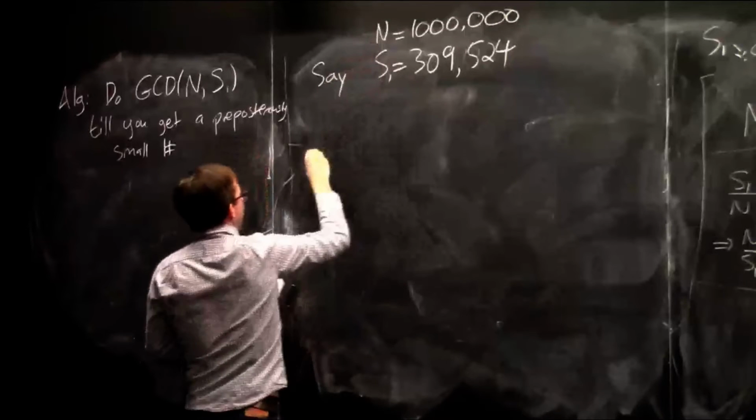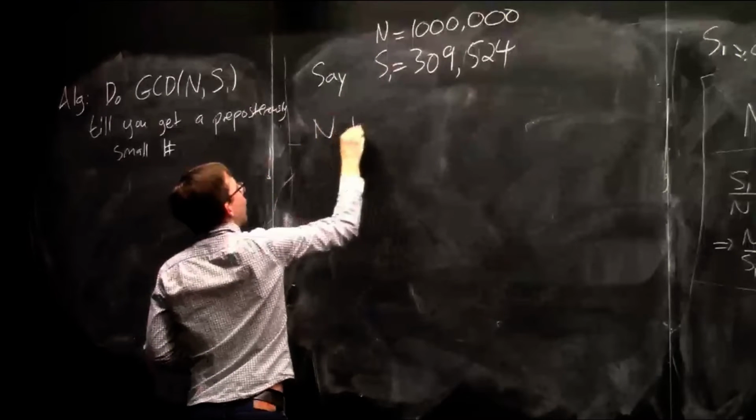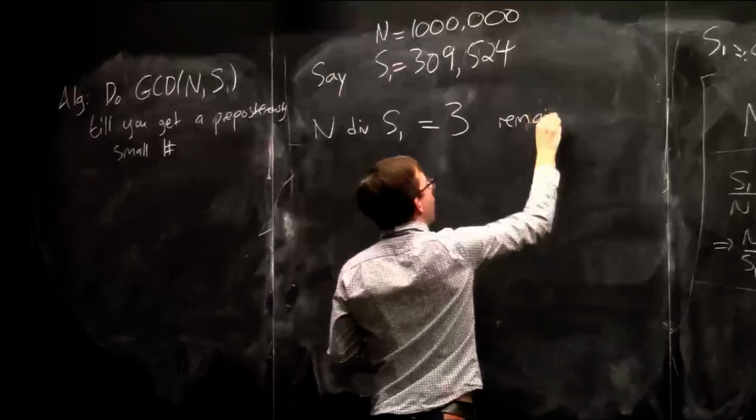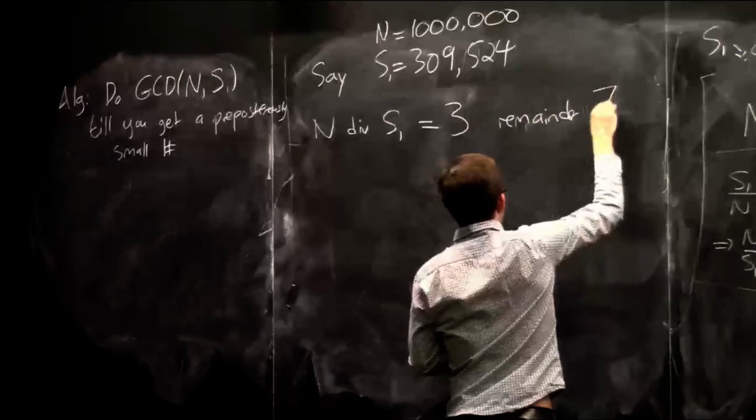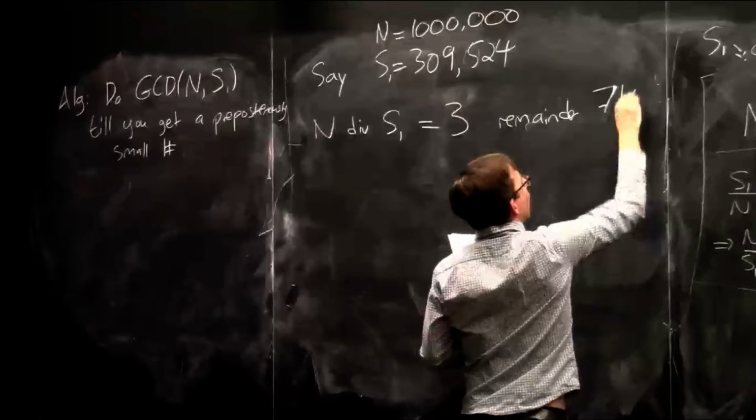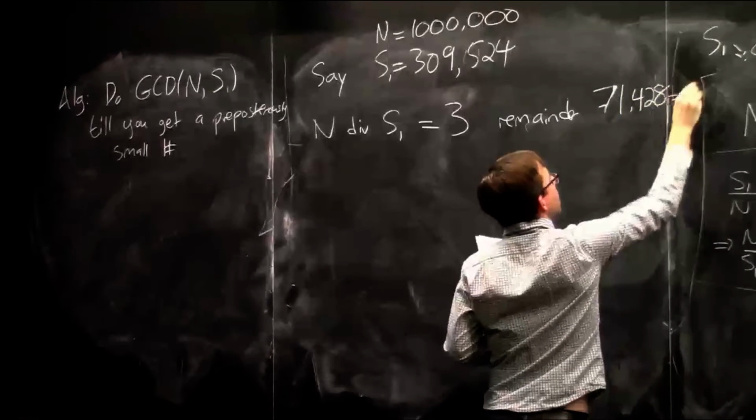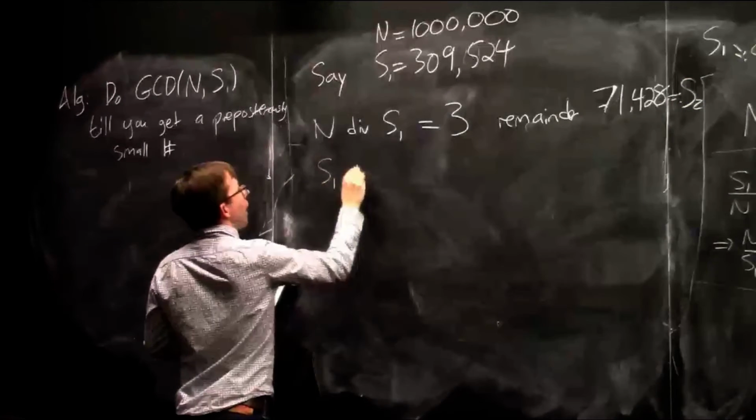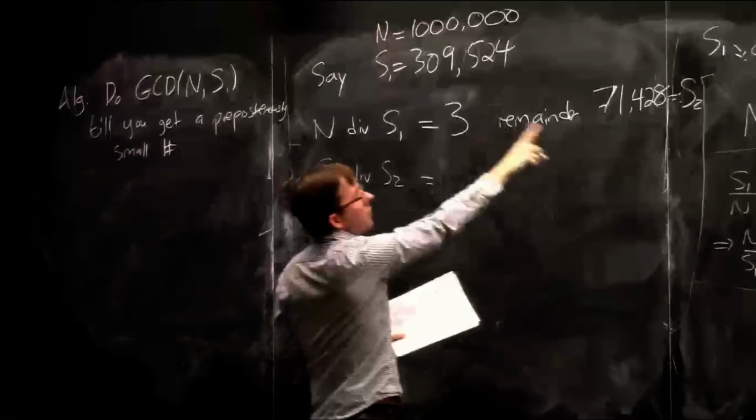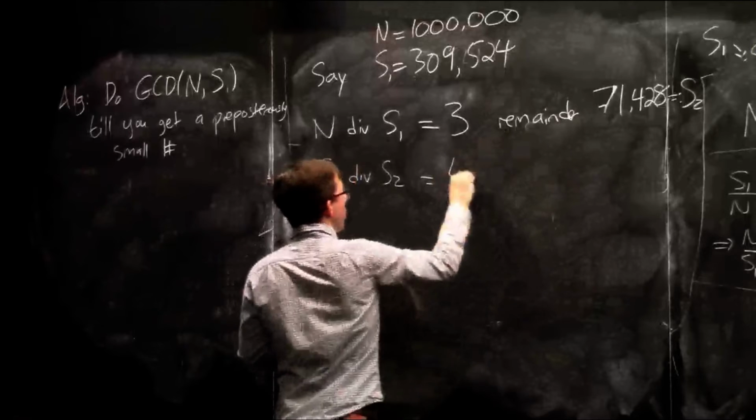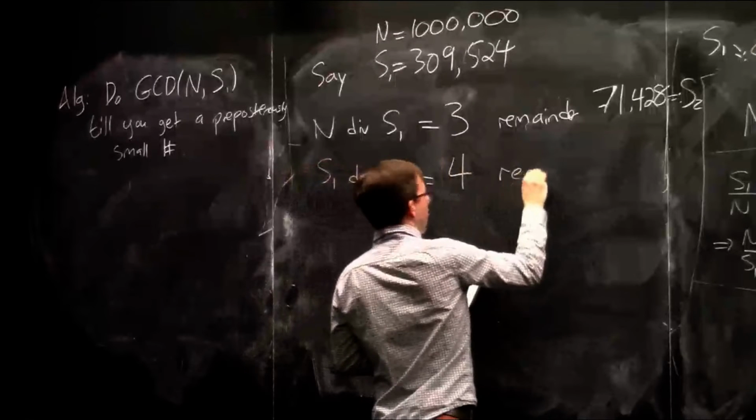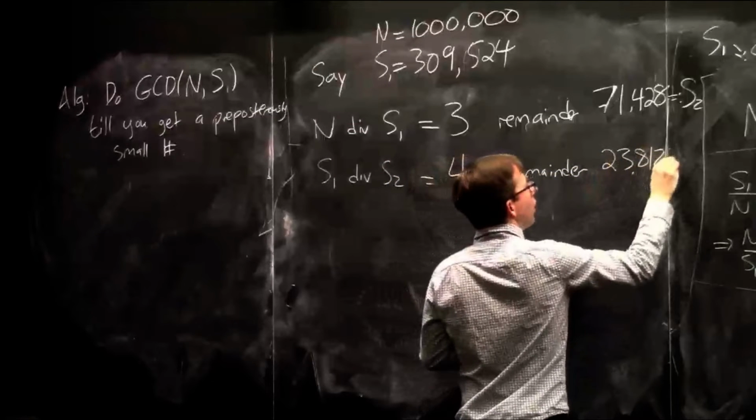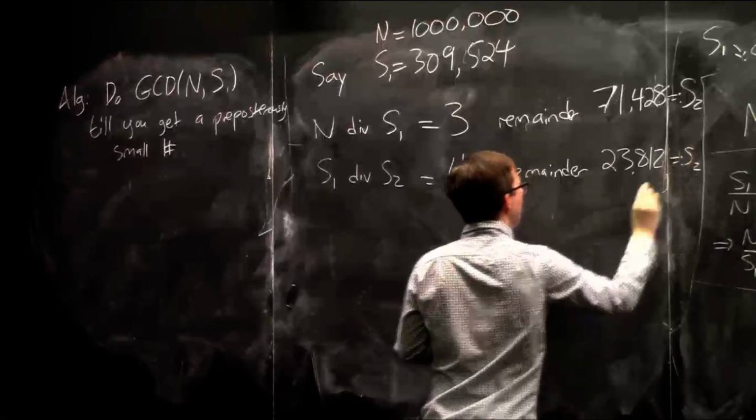OK, in Euclid's algorithm, we do the integer division, like N divided by S is 3, and the remainder is 71,428, which maybe I'll call S2. And then you do S1 div S2. So that's 300 and whatever thousand divided by 71 or whatever thousand. It's 4. Remainder 23,812. We'll call that S3.